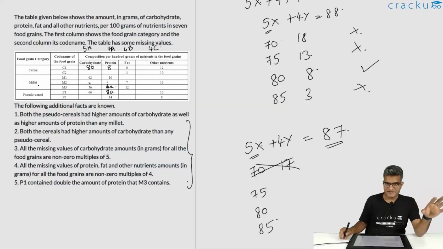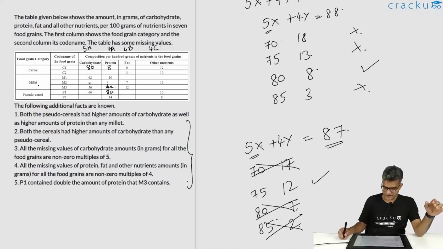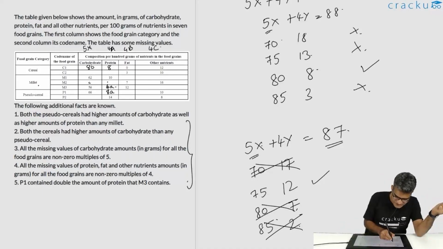If the multiple of 5 is 75, this will be 12. This is a multiple of 4, that is valid. 80 would imply that this has to be 7. This is not a multiple of 4. If the multiple of 5 is 85, this will be 2, which is not a multiple of 4. So that also is not valid. So there is only one possibility. This has to be 75 and this has to be 12.